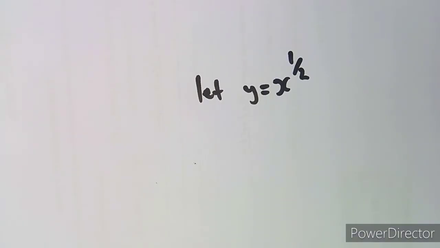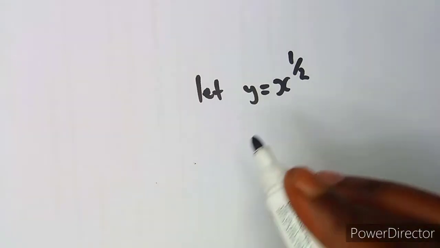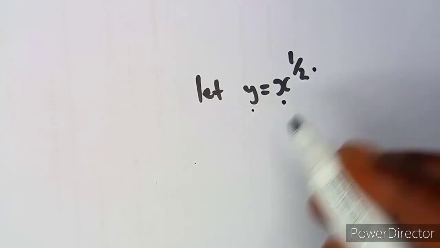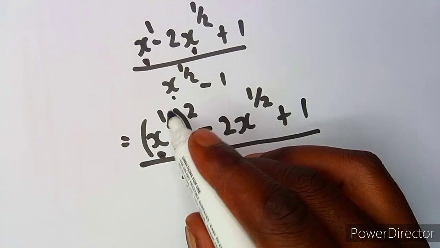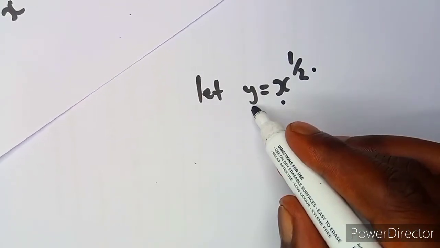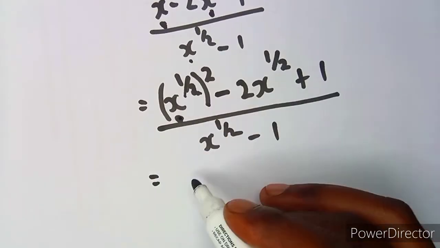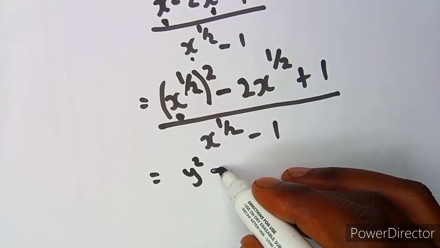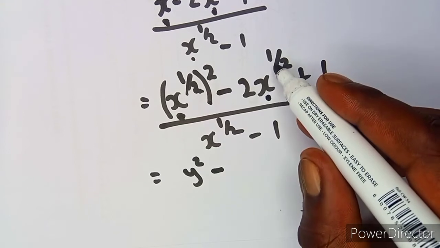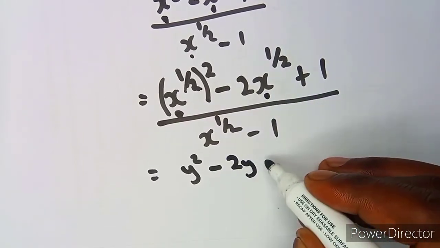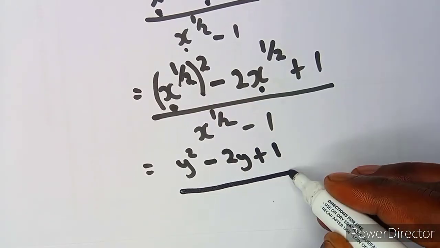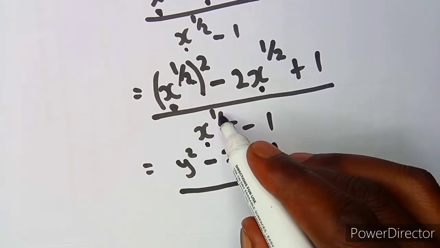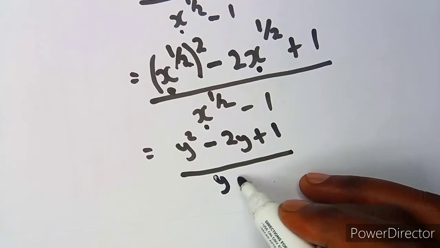You just choose any letter of your choice. So if we let y be equivalent to x to the exponent of a half, it means in place of x to the exponent of a half we are replacing with y, which is going to give us something like y squared minus 2y plus 1. Everything over, in place of x to the exponent of a half, we have y. So this one is going to give us y minus 1.